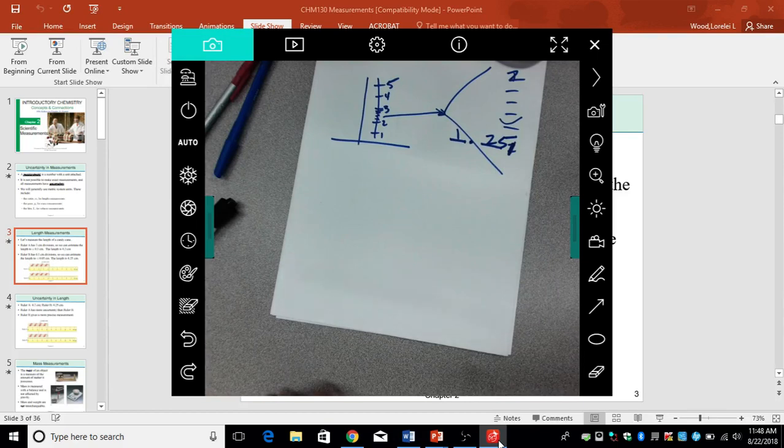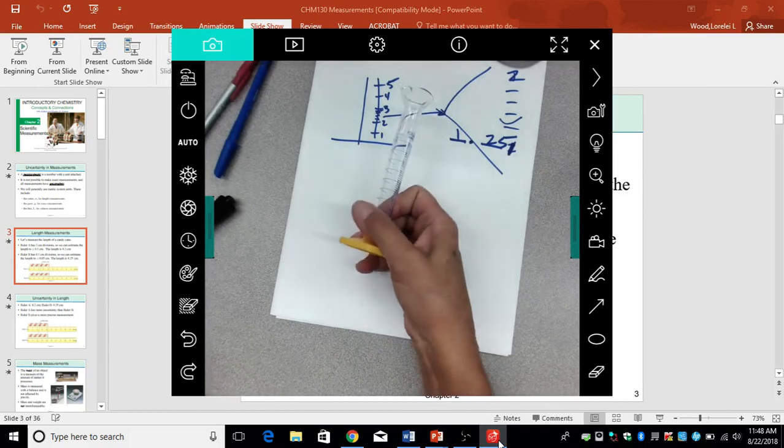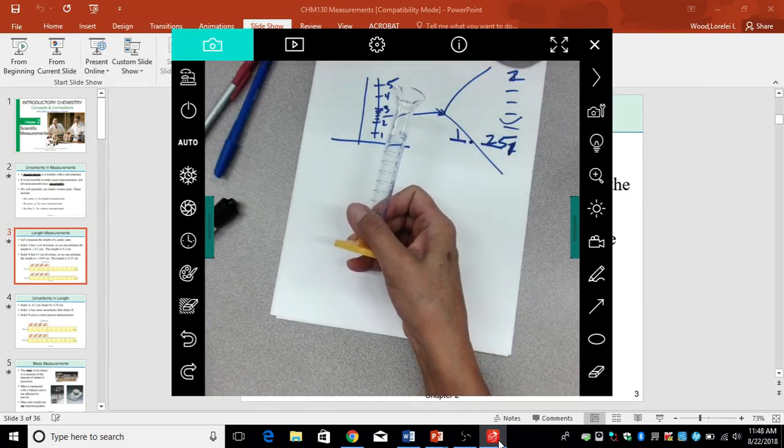So when you have to measure the volume of something, you want to measure it as precisely as you can. If the volume of that particular thing is less than 10 mils, then of course your 10 mil graduated cylinder would be the very best thing to use because it has the highest level of precision and accuracy, right?